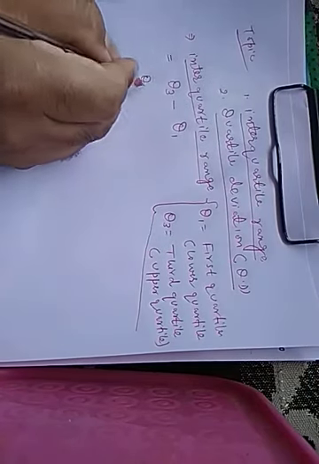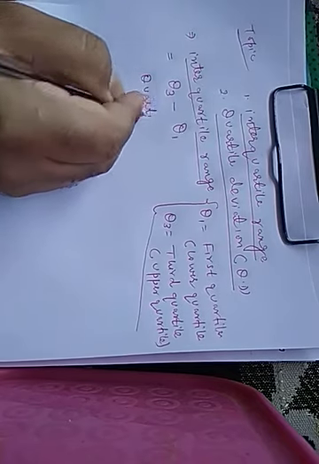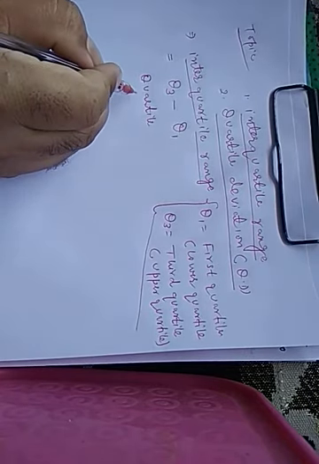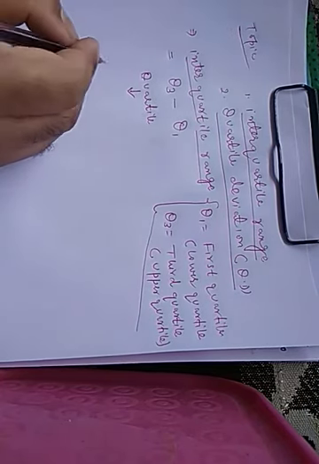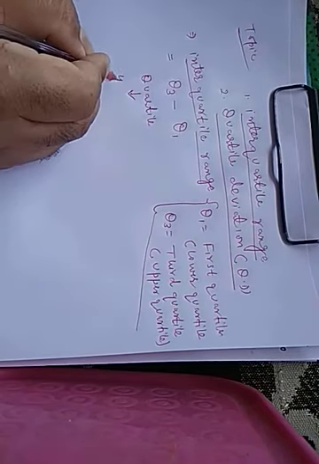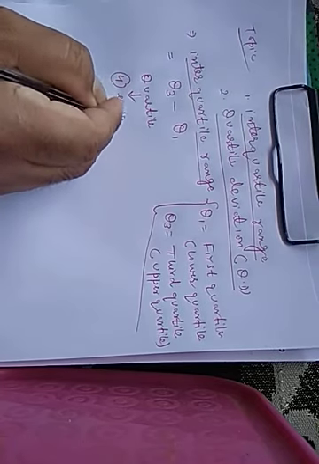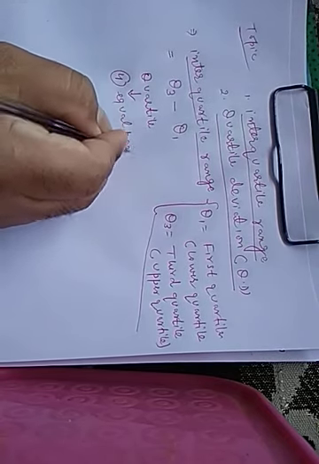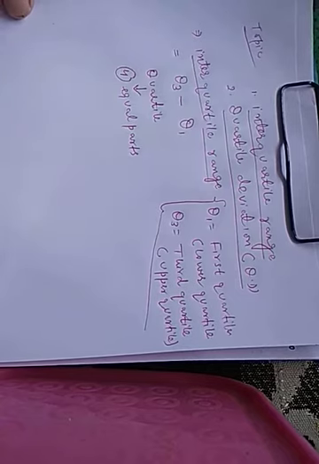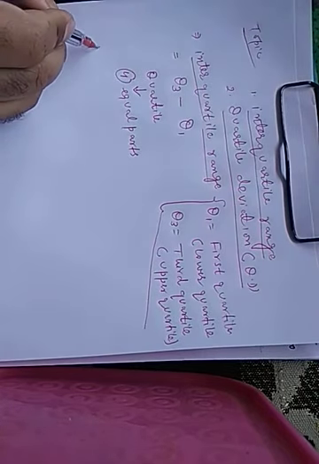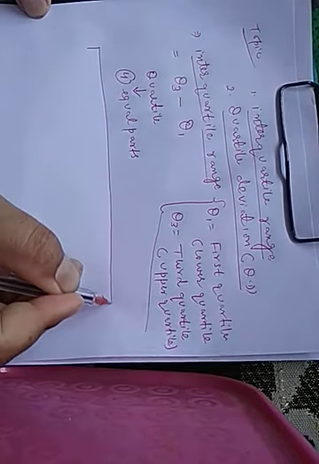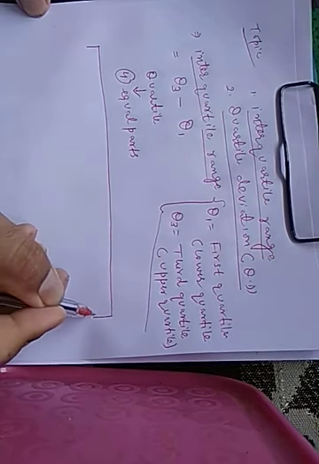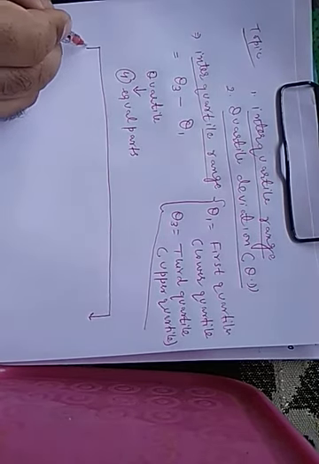What is quartile? Quartile shows the data in 4 equal parts. We divide the data into 4 equal parts. You can understand it from this.